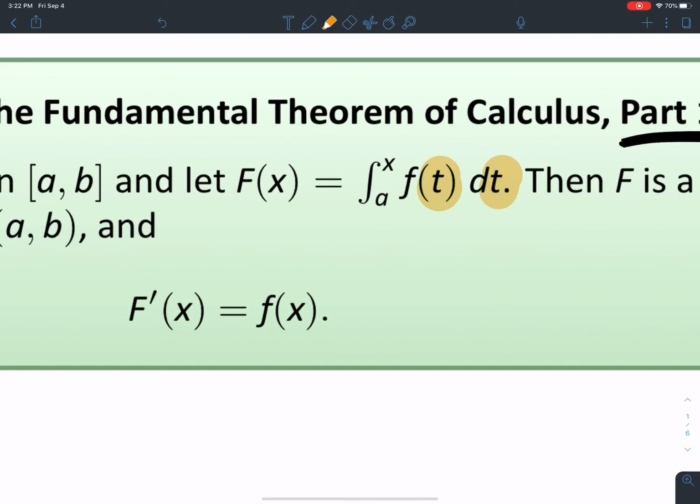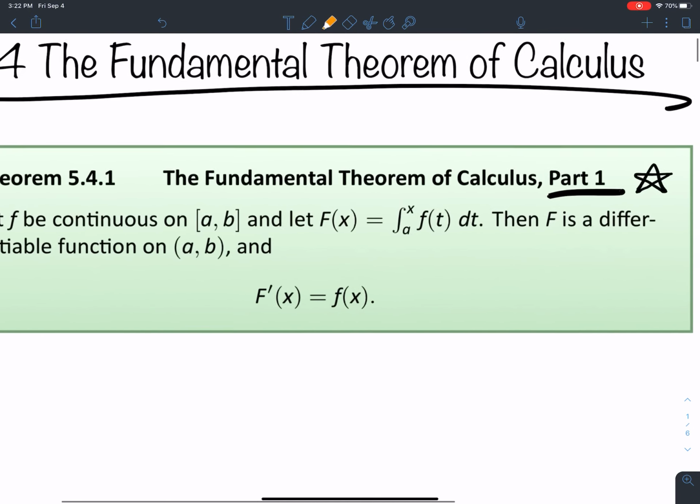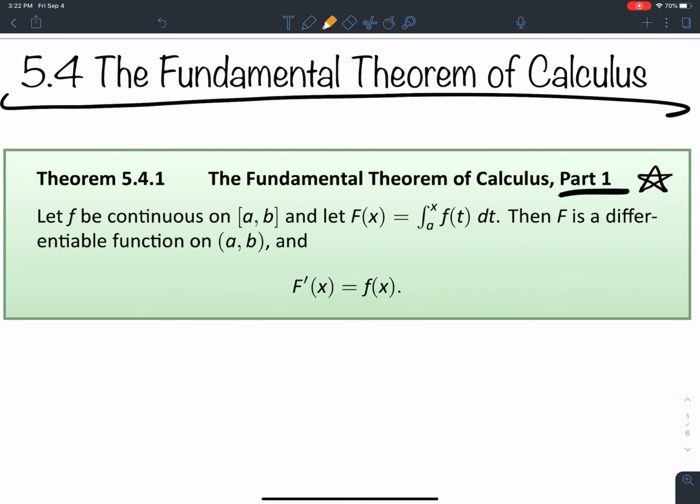This t in here, we call that a dummy variable, not because it's dumb, just because it's a dummy. All right, so then I'm all full of jokes today, right? Golly.